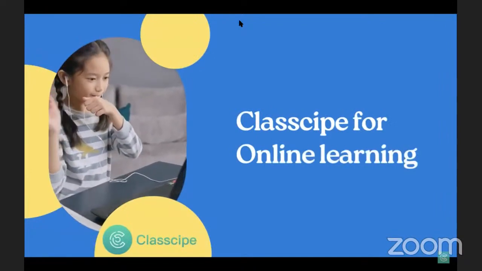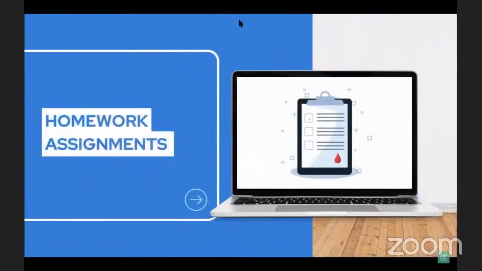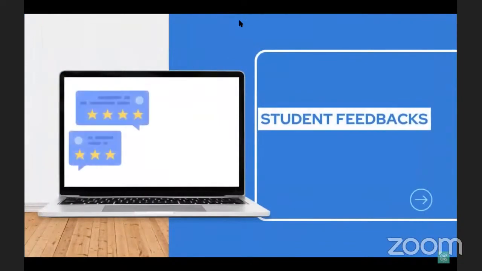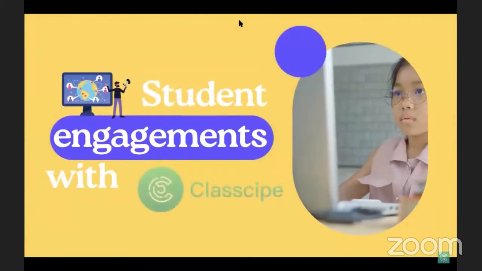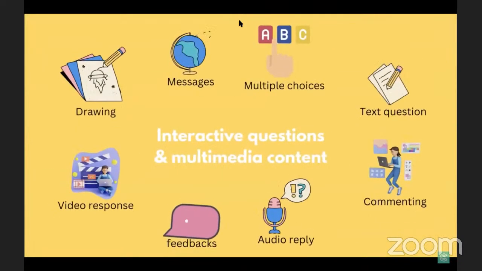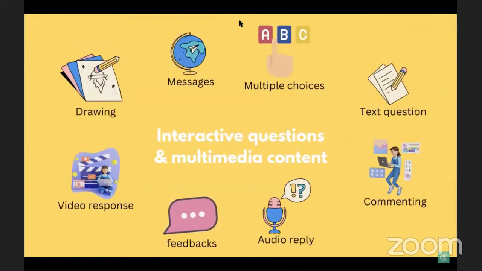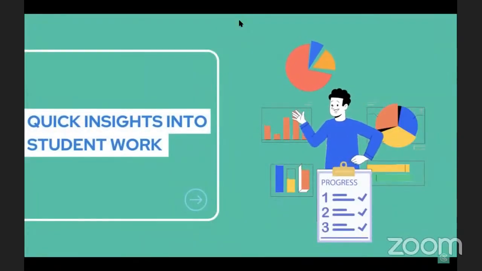For online learning environments, students will have individualized guidance through Classcipe, complete their homework assignments at any time, and receive feedback from their teachers. Classcipe also offers varied functions for students' engagement, including different types of interactive questions, real-time feedback, and so on. With the statistical data, teachers can also get quick insights into students' work.